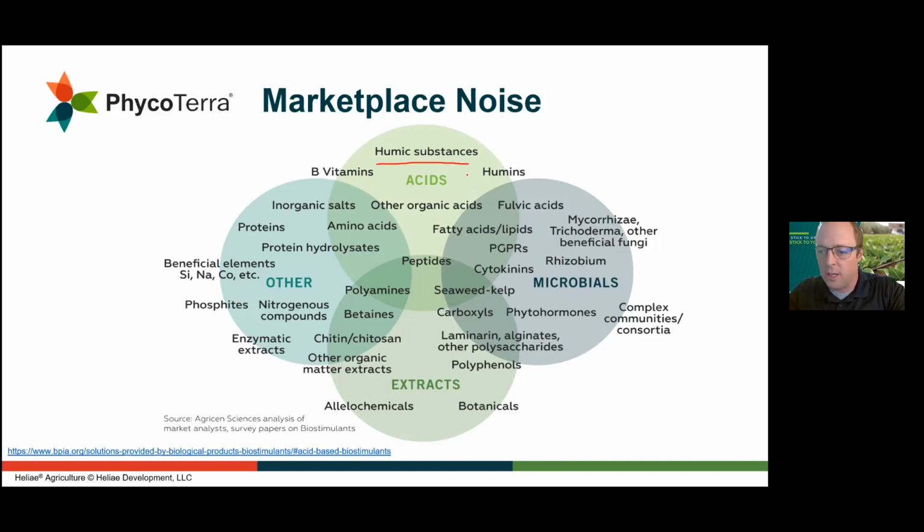Here we have humic substances. We have some of your seaweeds and kelps. We have protein hydrolysates. We have lots of different active ingredients. So there's fulvic acids here. So much noise, so many ingredients, so many products.